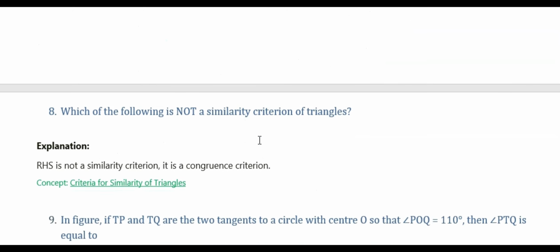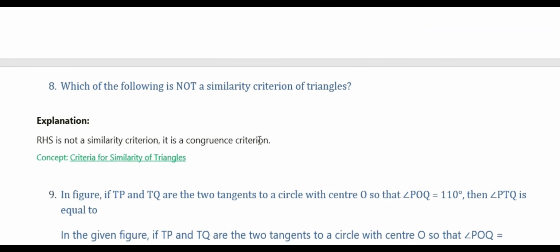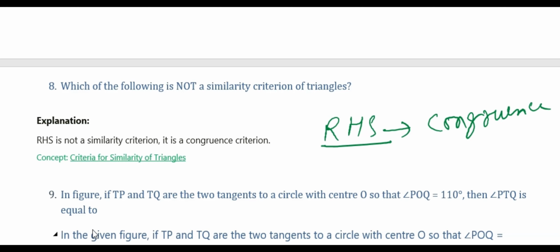Which of the following is not a similarity criterion? You are very familiar with it. There are so many written, but the one written RHS is not a criterion of similarity. It is the criterion of congruence, right? So we tick RHS.